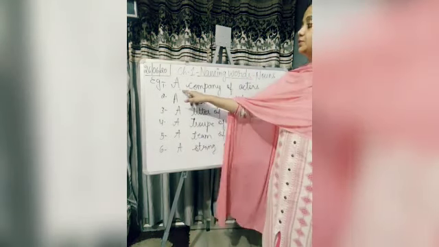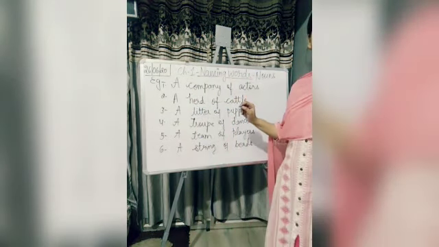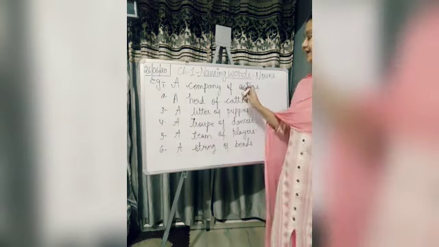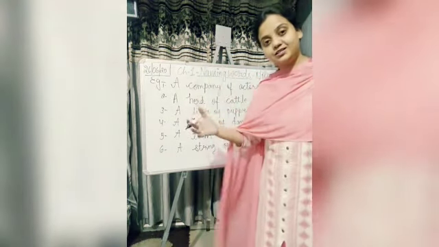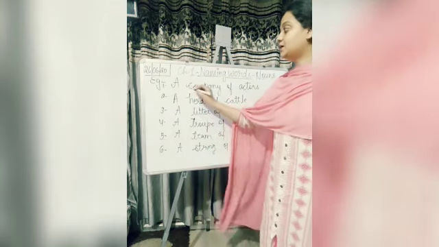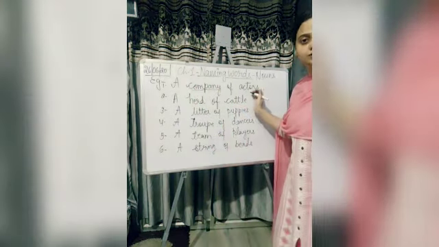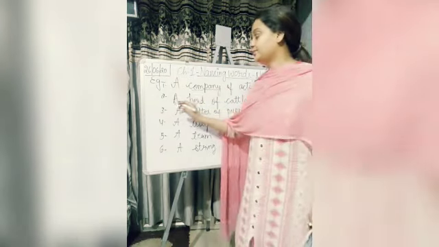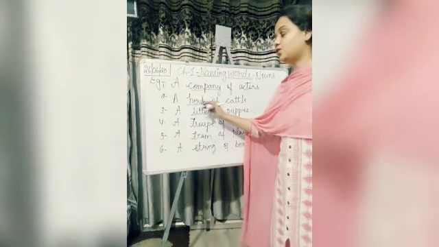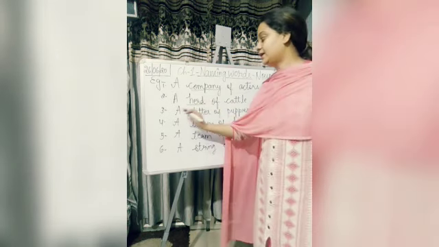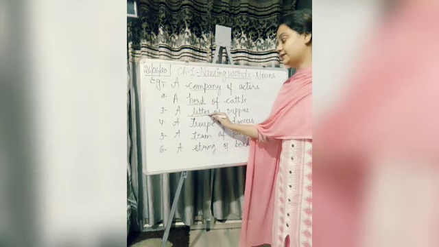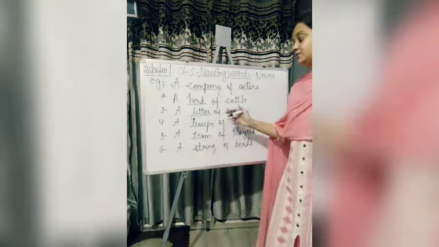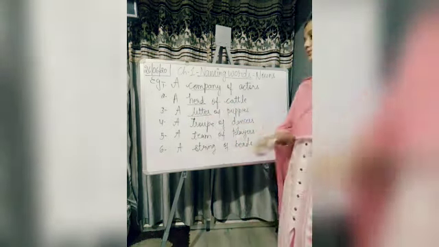For example, the first one, a company of actors. If there is one actor, then it's fine. But when there is a group of actors together, we call it a company of actors, right? Then a herd of cattle. A group of cattle is called a herd. Then a litter of puppies. When there's a group of puppies, we call it a litter of puppies.